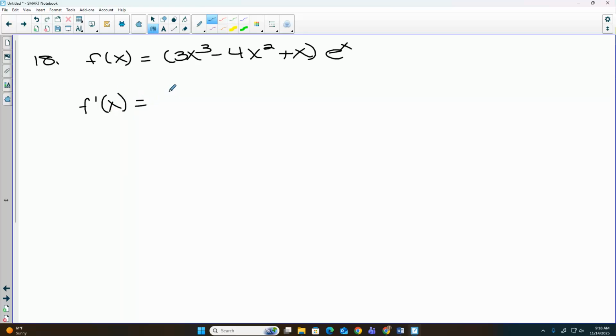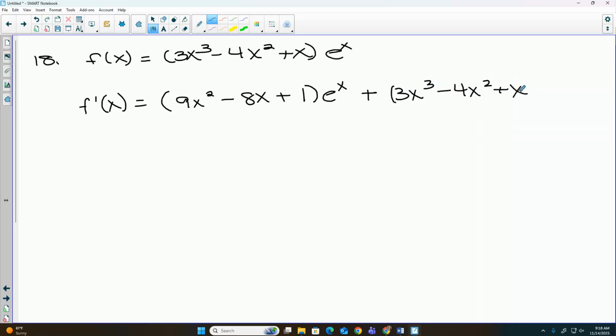derivative of the first. So 3 comes down, so that would be 9x, subtract 1 from the power, so squared, minus 8x, plus the derivative of x is just 1, e to the x, plus the first, 3x cubed minus 4x squared, plus x. Derivative of the second, what's the derivative of e to the x? All right, but now I need the second derivative.